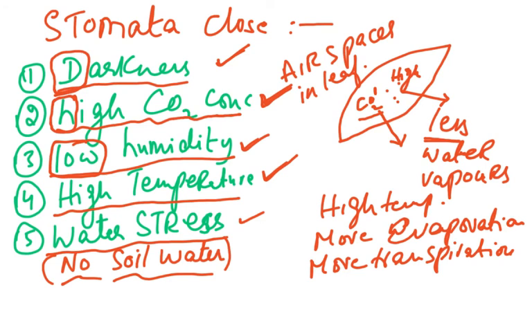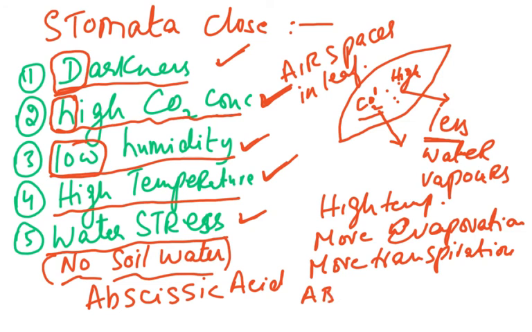Fourth was high temperature, which I've just explained, more evaporation, more transpiration, and water stress when there is no water in the soil, so no water is moving into the root hair cell and no water is moving up the xylem, and so the plant is stressed and it actually releases a hormone called abscisic acid. And this abscisic acid is what we're going to study in the next video, and this is also called ABA, abscisic acid, which results in stomatal closure.